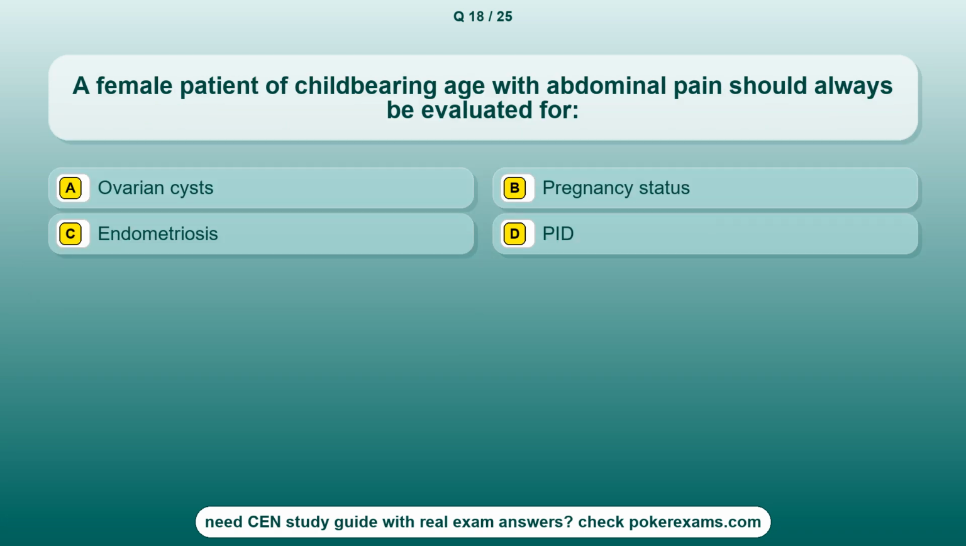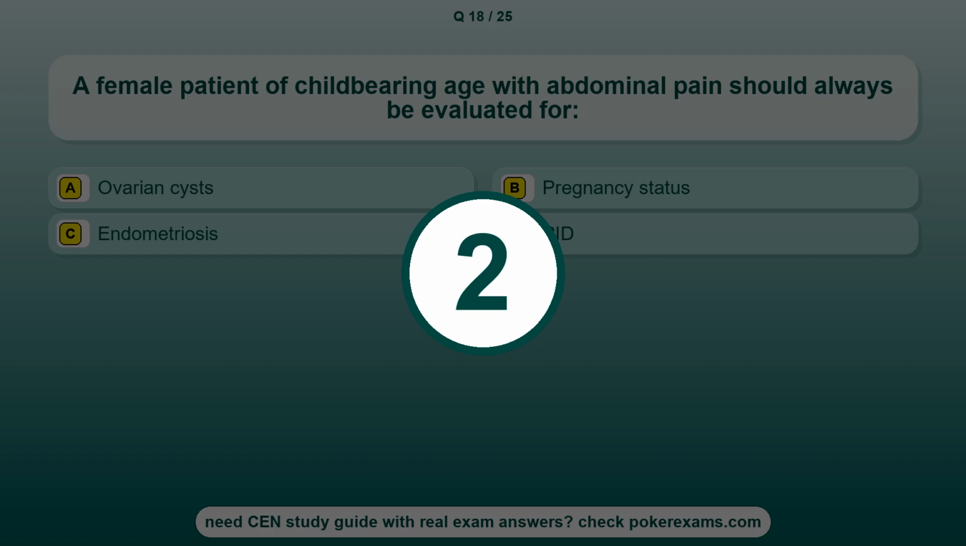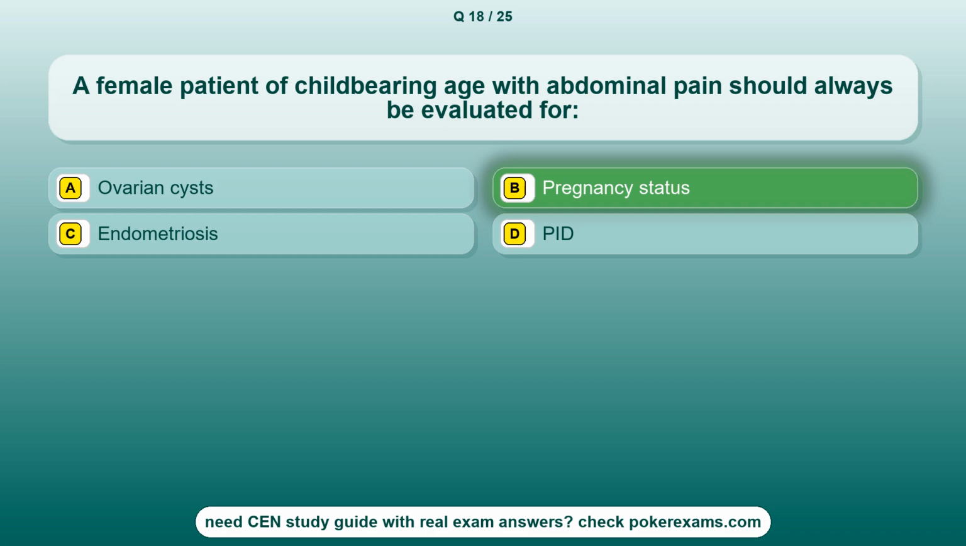Question 18. A female patient of childbearing age with abdominal pain should always be evaluated for option A, ovarian cysts. Option B, pregnancy status. Option C, endometriosis. Option D, PID. The correct answer is option B, pregnancy status.